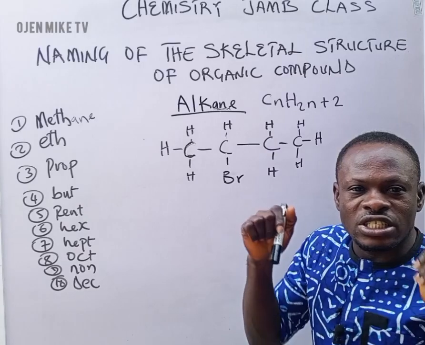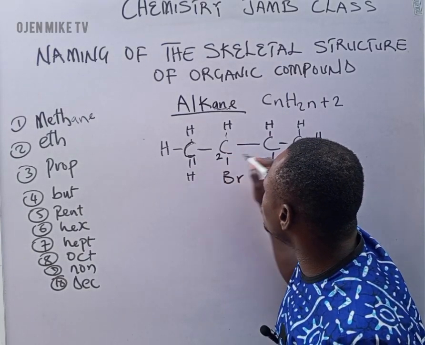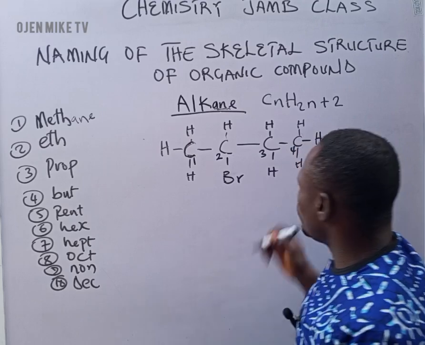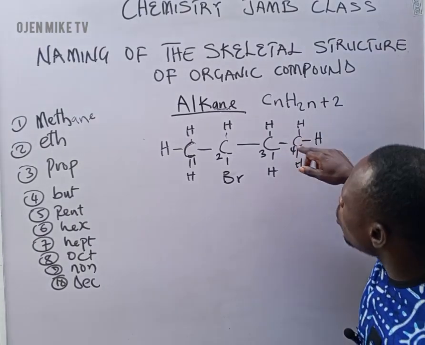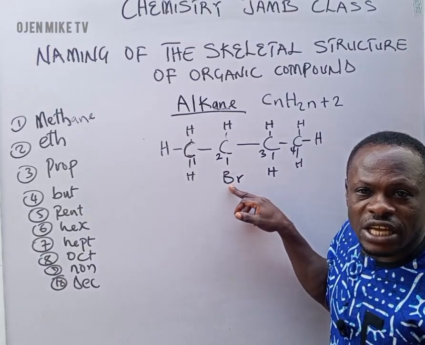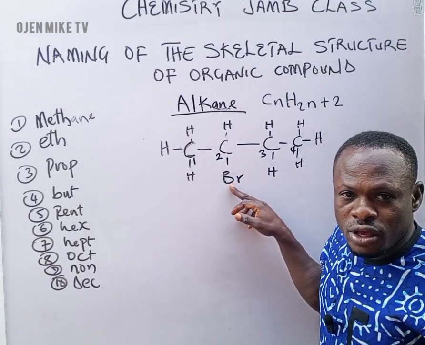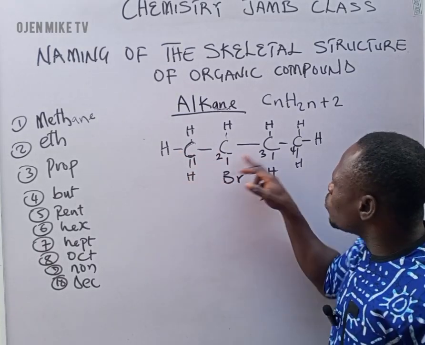So we are going to start our numbering from here: 1, 2, 3, 4. We cannot start our numbering from the other side because you must count 1, 2, 3 before you now get to this carbon atom that attaches itself to this baby. Do you get that? But if you start here, 1, 2 is shorter than 1, 2, 3.